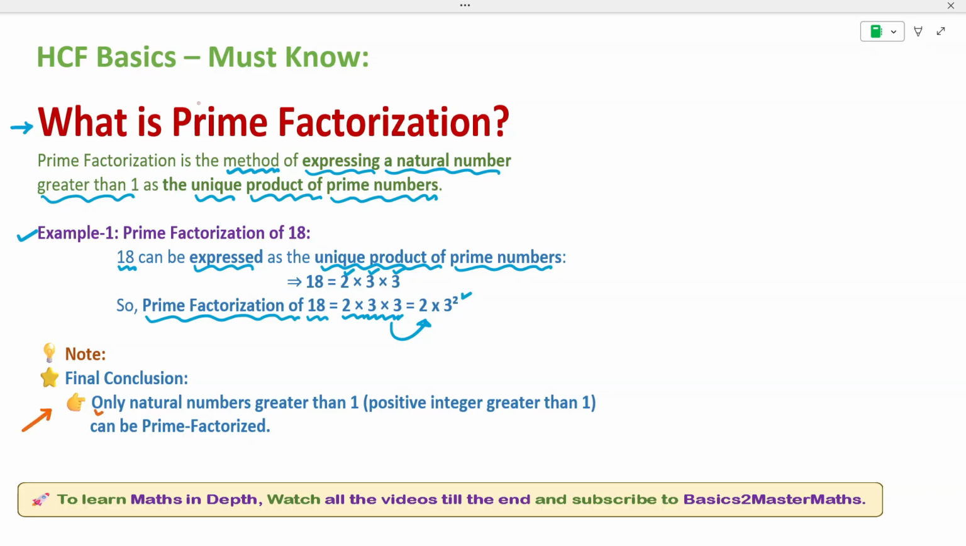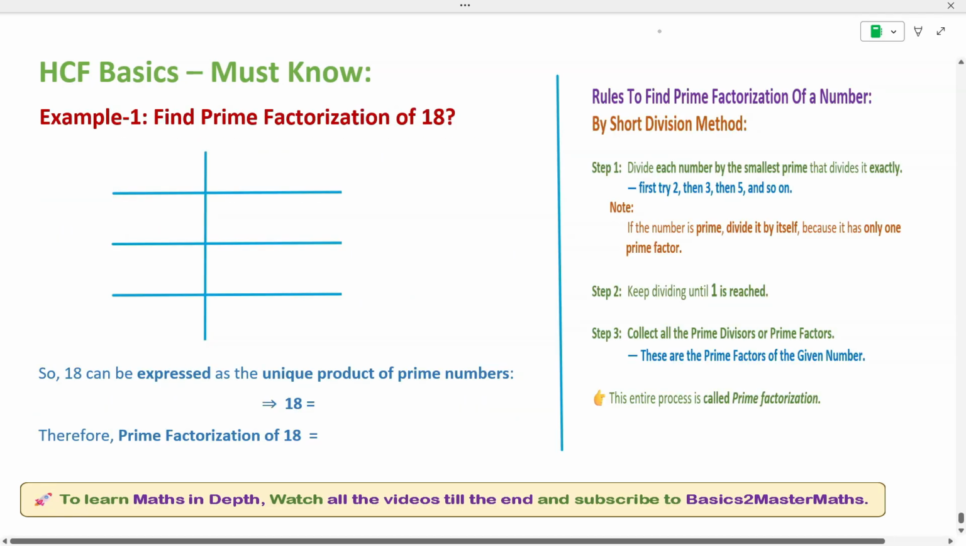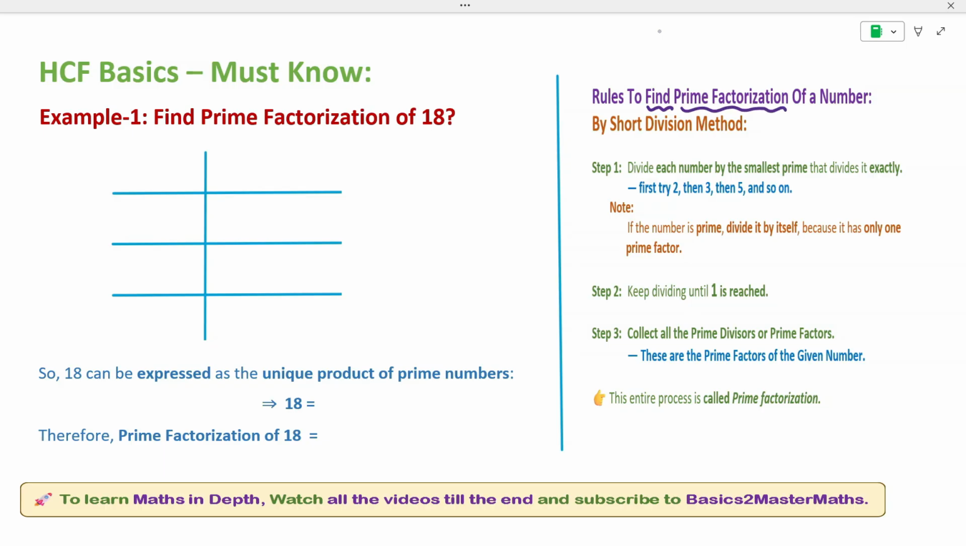Remember, only natural numbers greater than 1 can be prime factorized. Now, let us move on to how to find prime factorization of a number by short division method. Before solving the problem, please go through the rules.